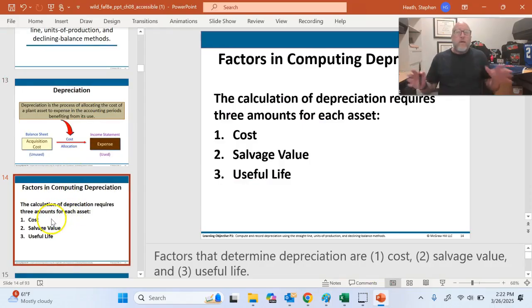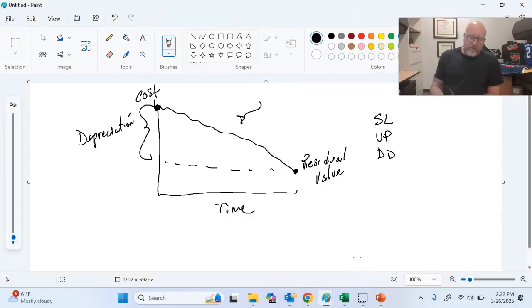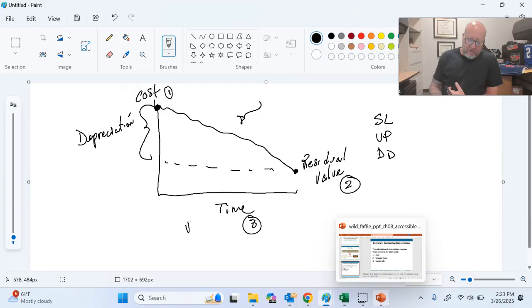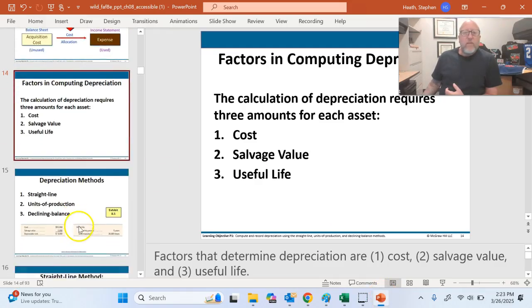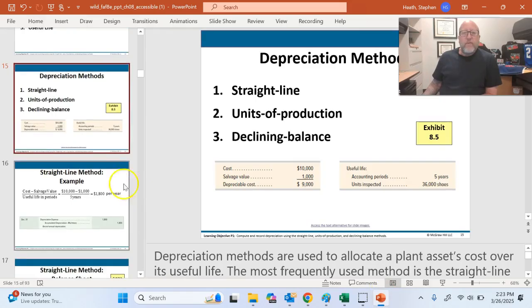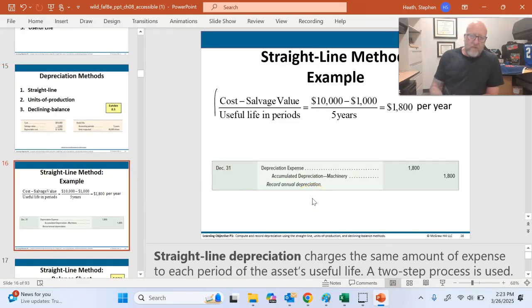When I'm using any one of the three, the three inputs that we want to use to calculate depreciation in any one specific year are always going to be the same: cost, salvage value, and useful life. We're going to use cost, residual value, and then time or units, but this is essentially useful life. Okay? So straight line has a very specific formula, and the formula for straight line is literally this right here.